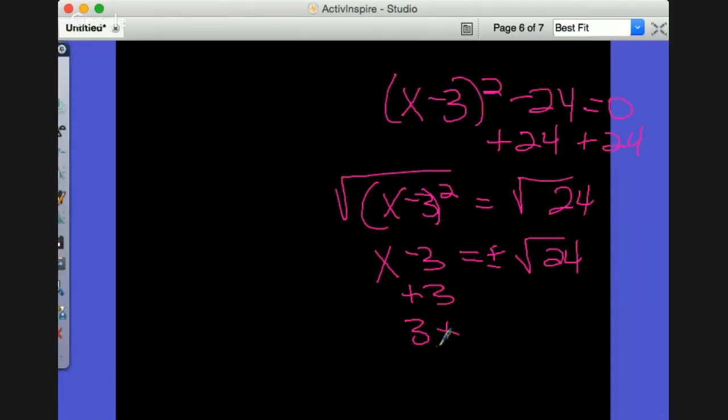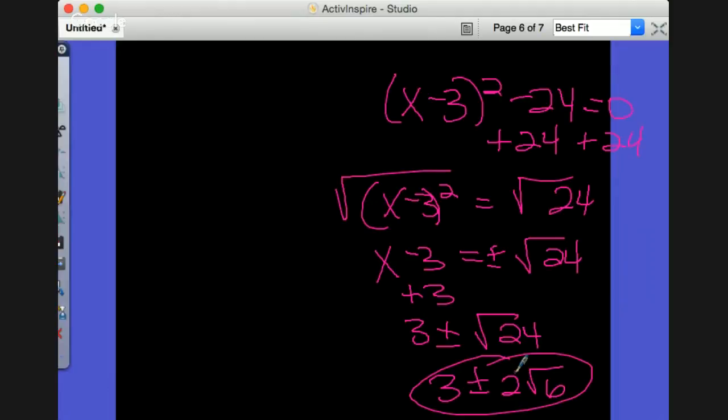Good. And so we have 3 plus or minus the square root of 24. Still, we could maybe take it a step further. We did radicals before. What'd you say? Good, because 4 times 6 is 24, right? Take out the square root of 4, which would be 2. And so now we have 3 plus or minus 2 root 6.